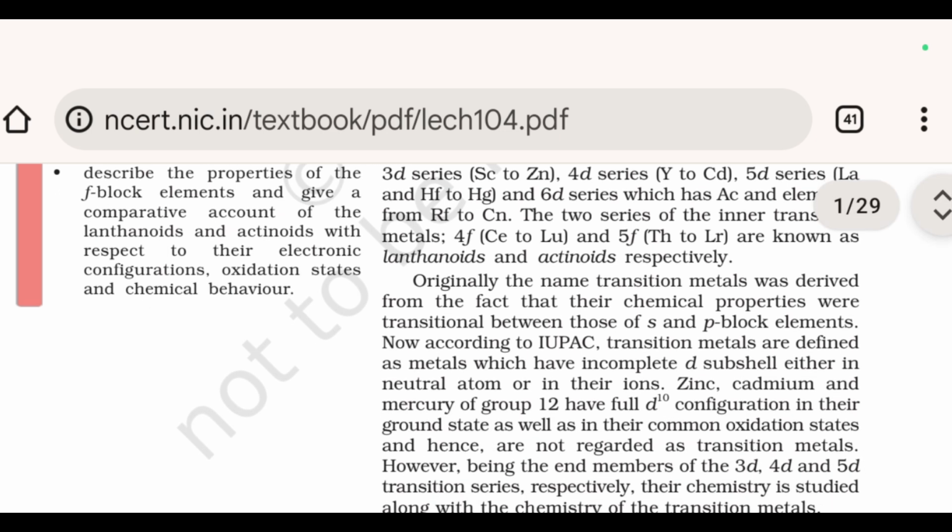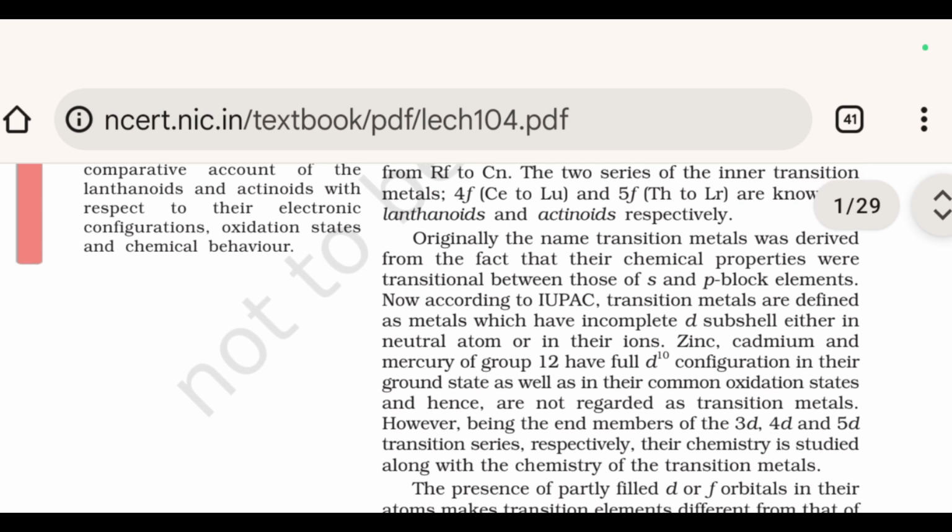Originally, the name transition metals was derived from the fact that their chemical properties were transitional between those of s and p block elements. Now, according to IUPAC, transition metals are defined as metals which have an incomplete d subshell either in the neutral atom or in their ions. Zinc, cadmium and mercury of group 12 have full d10 configuration in their ground state as well as in their common oxidation state, and hence are not regarded as transition metals.